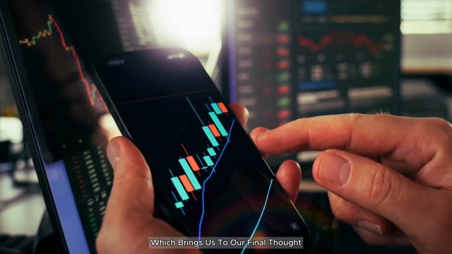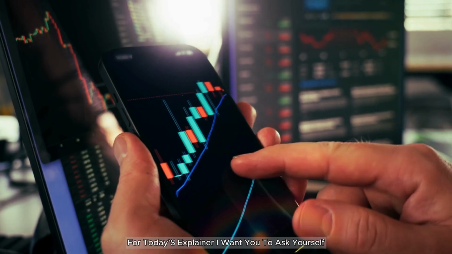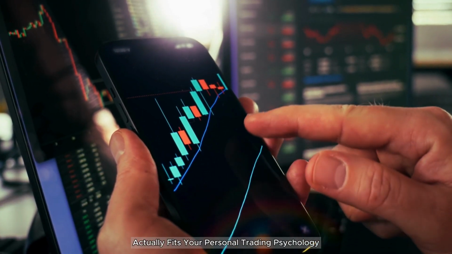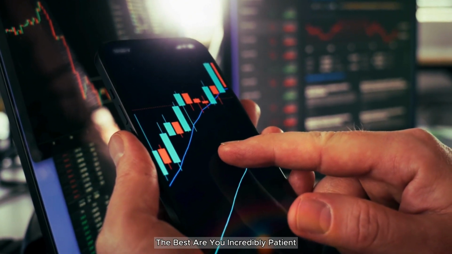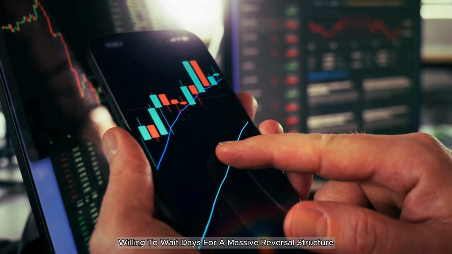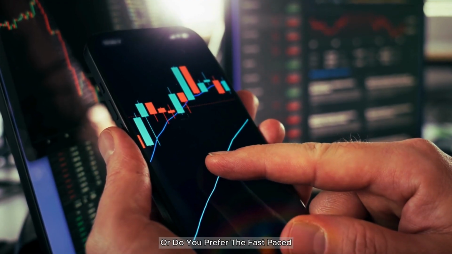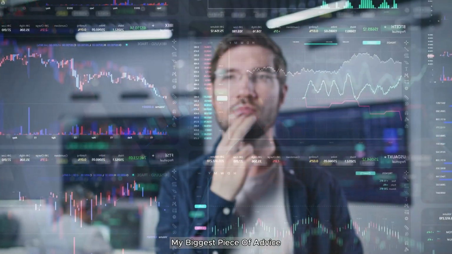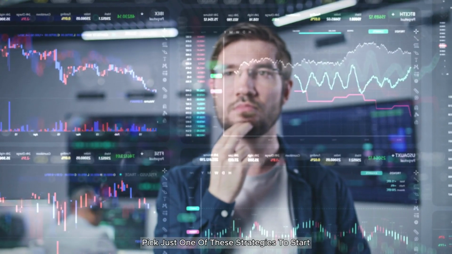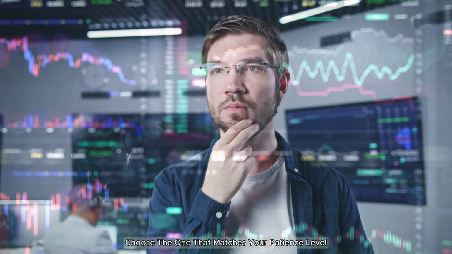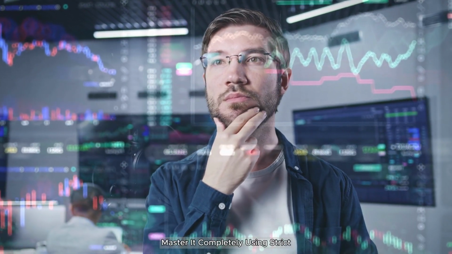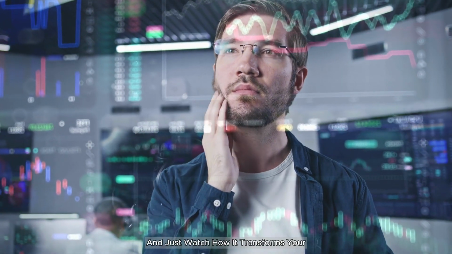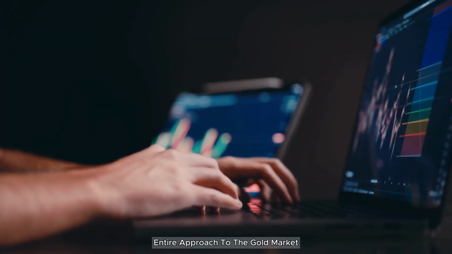Which brings us to our final thought for today's explainer. I want you to ask yourself, which of these three mechanical systems actually fits your personal trading psychology the best? Are you incredibly patient, willing to wait days for a massive reversal structure, or do you prefer the fast-paced intraday action of a 1-minute liquidity sweep? My biggest piece of advice: pick just one of these strategies to start. Choose the one that matches your patience level, master it completely using strict multi-timeframe coordination and risk management, and just watch how it transforms your entire approach to the gold market.